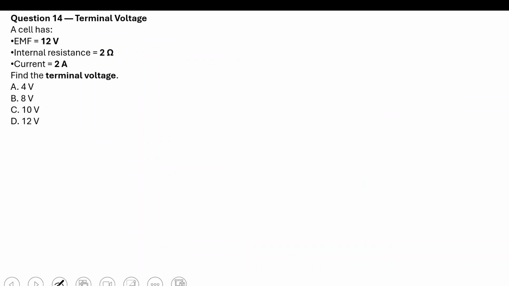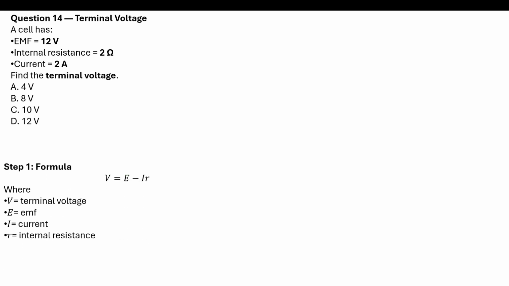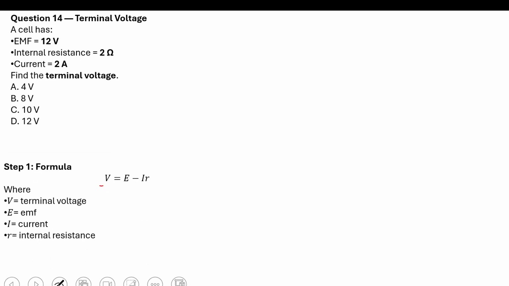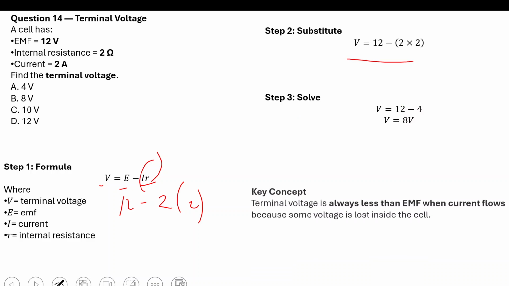The next question tests us on terminal voltage. A cell has EMF 12 volts, internal resistance 2 ohms, and current is 2 amperes. Find the terminal voltage. Terminal voltage V is given as E minus Ir. This Ir, I times small r, is known as the loss voltage. From the question, we're given EMF as 12, so this is 12 minus the current, 2, times the internal resistance, 2. This is straightforward. When I put everything in and solve, I get 8.